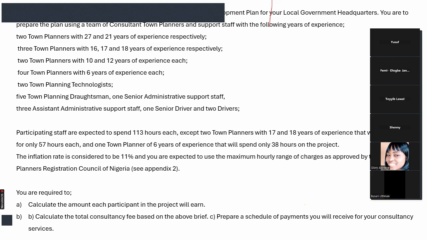So you take note of that, because when you are doing the calculation, you are going to calculate for the two town planners separately.